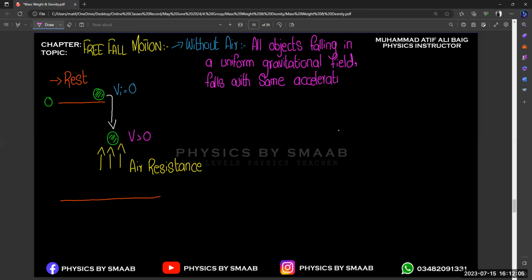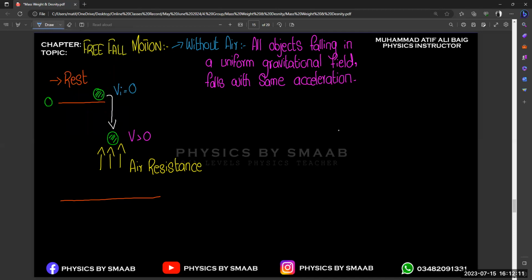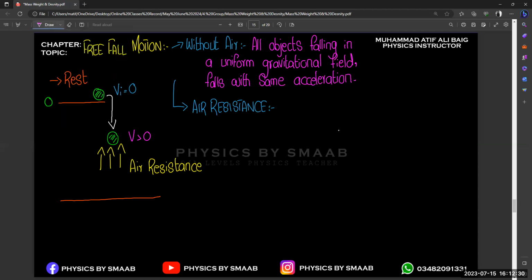Same acceleration. But the problem is that we have to consider air. So the second situation is to consider the motion of a body with air. So when we consider air resistance in a free fall motion, the scenario will be different. The surface area and the height, all these things are very much important for a body when it is moving in free fall in the presence of air resistance.